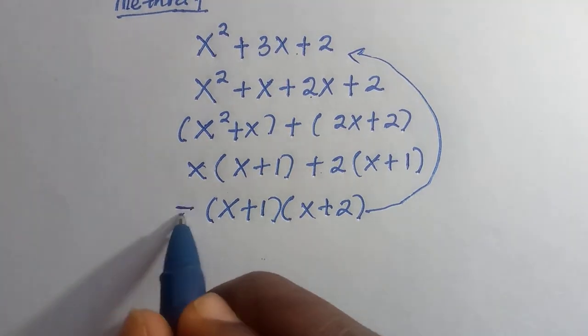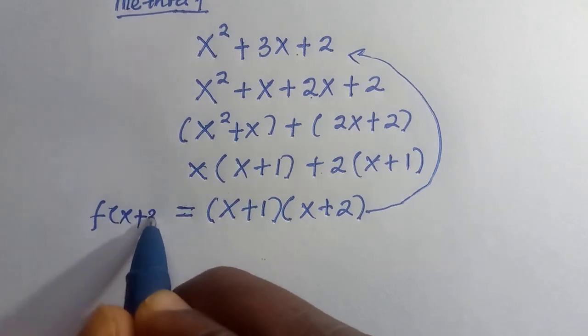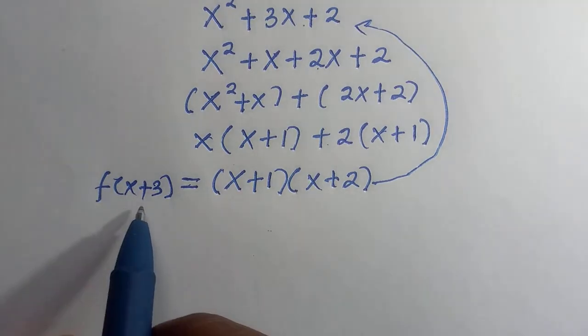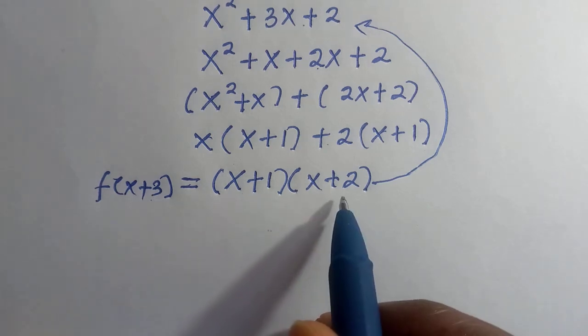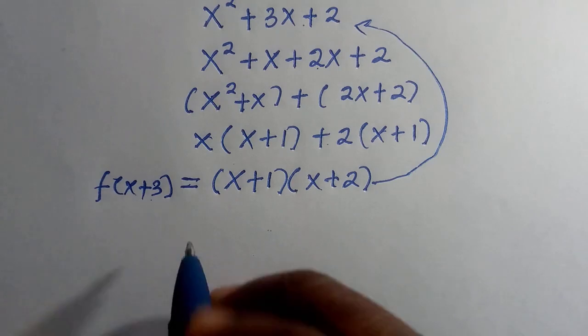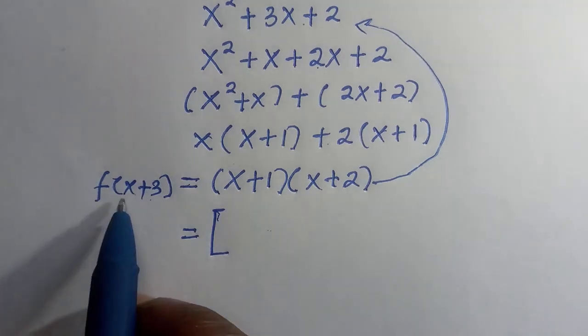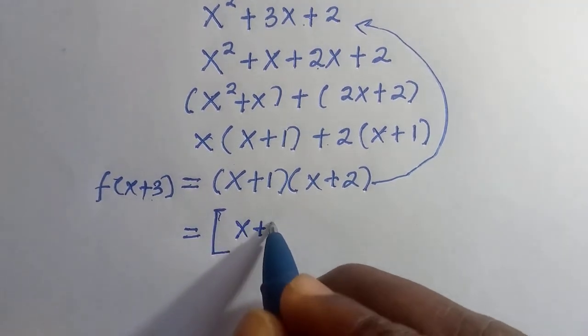Therefore at this place we just write it as f of x plus 3. On having this, we know we still don't get x plus 3. What we have here is x plus 1, x plus 2. So how can we do that? It's very simple. Just try to manipulate this as x plus 3. We can also have this as x plus 3.